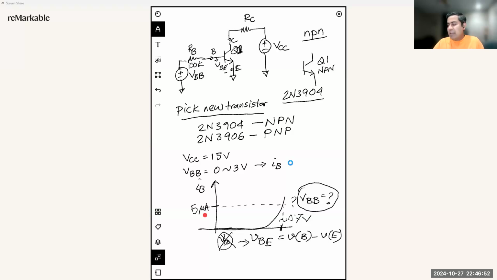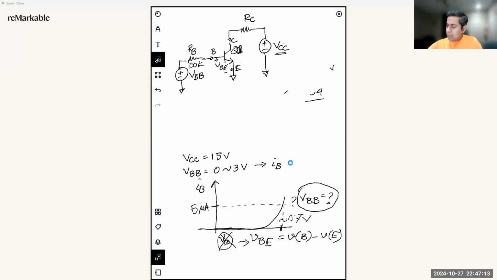We are going to apply 5 microampere current at the base terminal, and then we are going to sweep the VCC voltage or VCE voltage to plot the IC current. So the way we do it is, let me erase this part so that I can draw that plot.